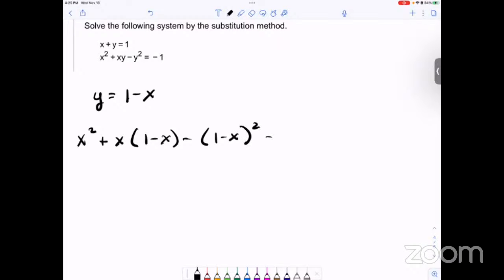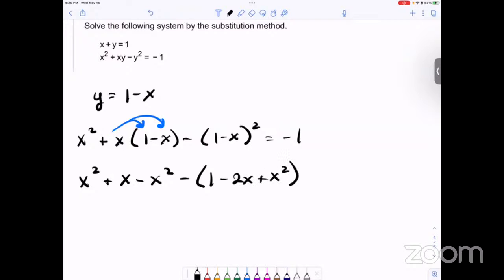Okay, let's expand. I can distribute this x here. We get x squared plus x minus x squared. And then we can expand that trinomial. We're going to have 1 minus 2x plus x squared equals negative 1. We need to distribute this negative. And a number plus its opposite is 0.